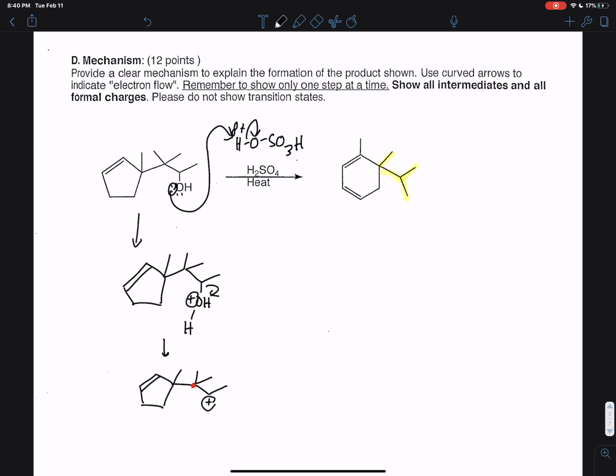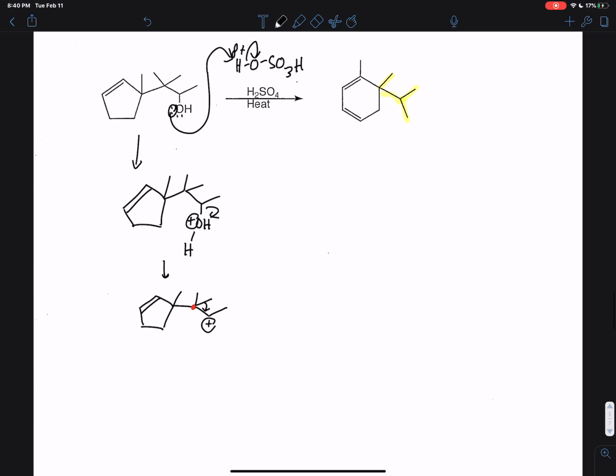So we're going to do a methyl shift because we want to form a 6-membered ring, not a 7-membered ring, and we want that isopropyl. So let's do the methyl shift, displace the positive charge. And you can write methyl shift or alkyl shift on your arrow if you want to.